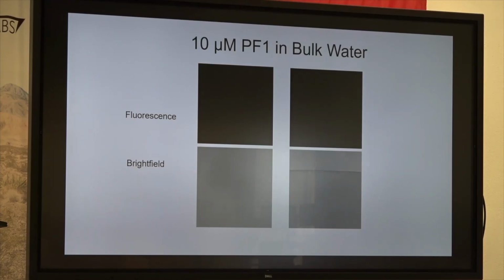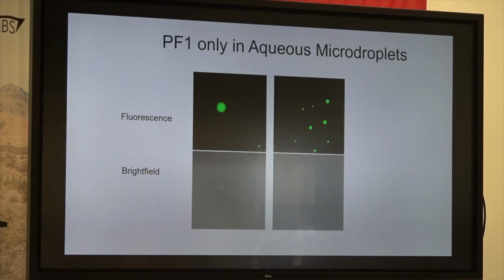Okay. Well, it turns out here's the bright field of the water, bulk water. Here's this fluorescence. I see nothing. I don't know about the rest of you. Here is air-water interface, flat. I see nothing. Right? Now, let me put in some bubbles.